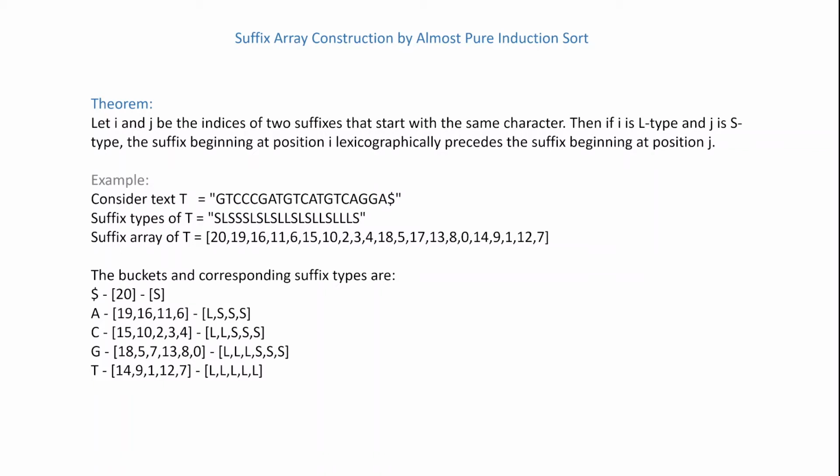Let's take a theorem. Let i and j be the indices of two suffixes that start with the same character. Then if i is L-type and j is an S-type suffix, the suffix beginning at position i lexicographically precedes the suffix beginning at position j.